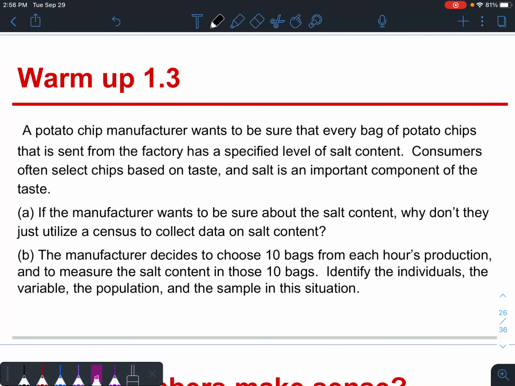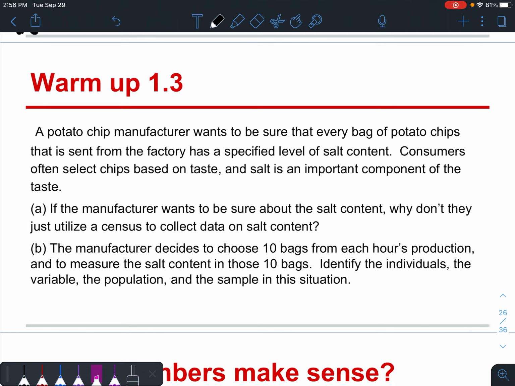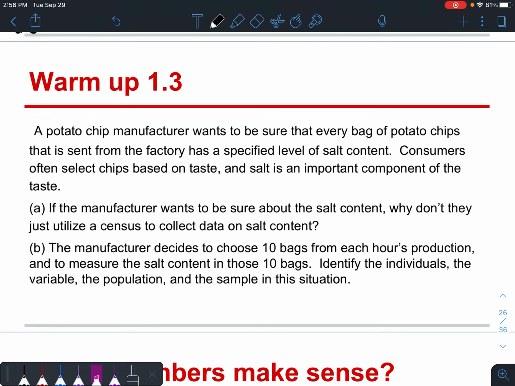Hi, and welcome. And here we are with section 1.3, talking about do the numbers make sense and percent increase and percent decrease. So if you're taking a look at this, you can read the warm-up.